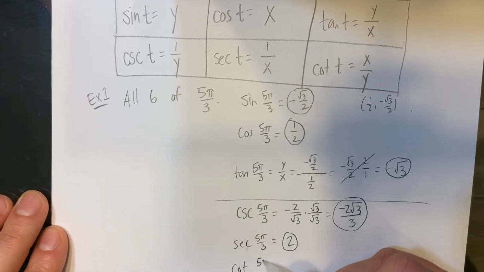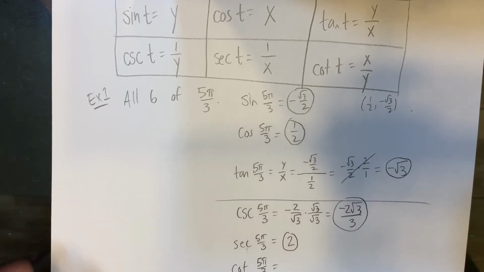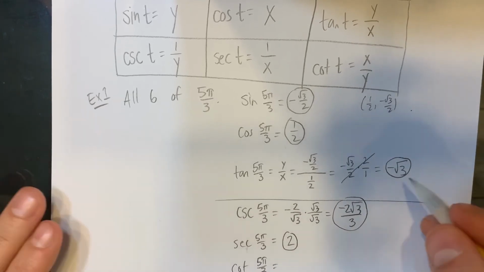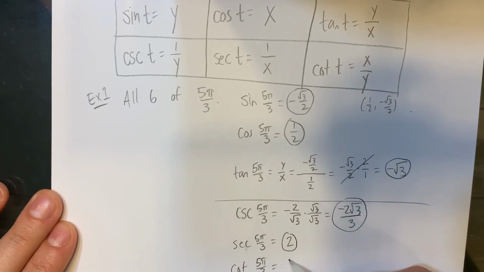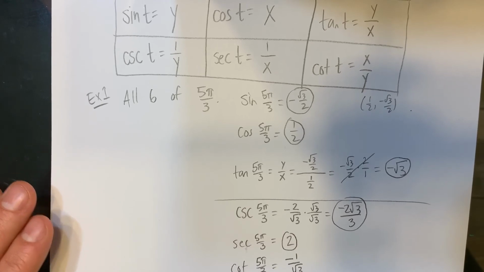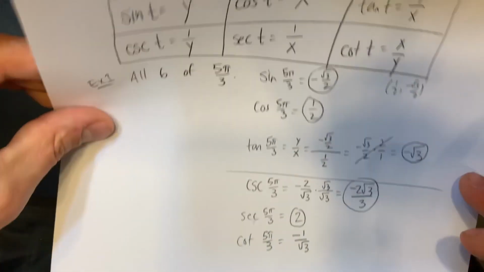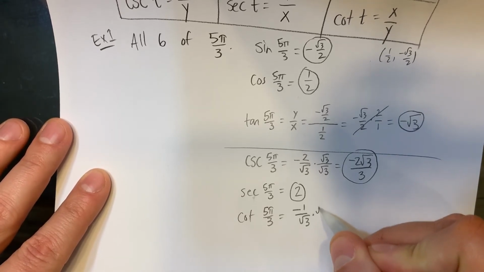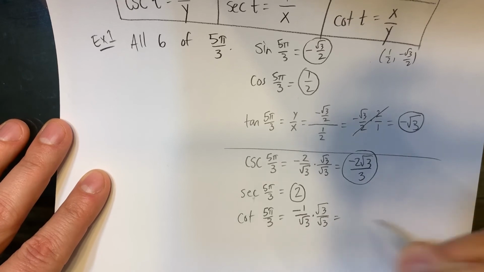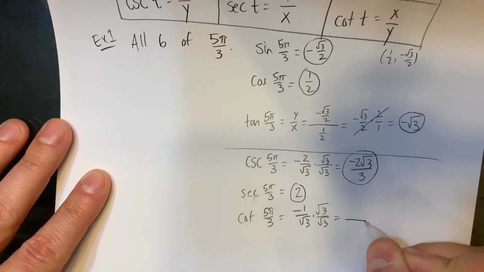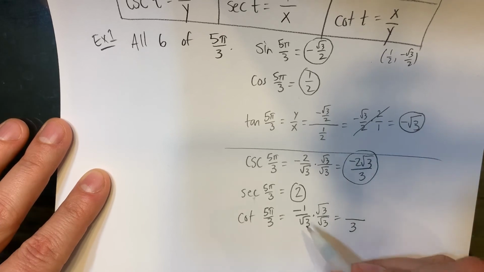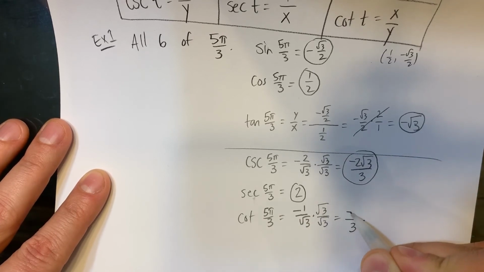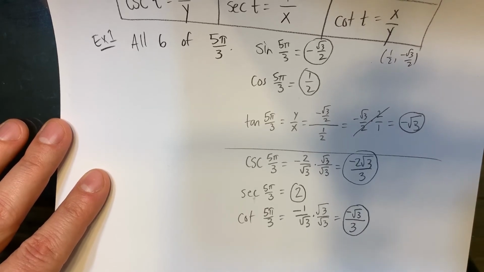Cotangent of 5 pi over 3. Now, notice that tangent is just negative root 3, which I can find the reciprocal of as negative 1 over root 3. Which again, I need to rationalize. Multiply this by root 3 over root 3 to get the root out of the bottom. On the bottom is just 3. On the top is negative 1 root 3, which I can write as negative root 3 over 3. Final answer for cotangent.